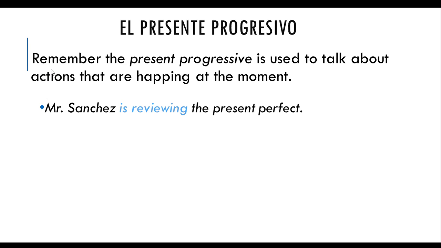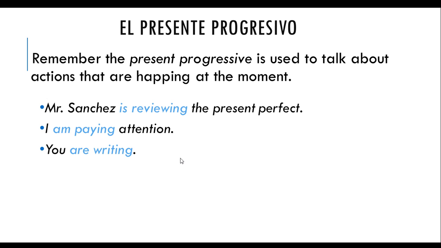So for instance, these are some examples in English. Mr. Sanchez is reviewing the present perfect. I am paying attention. You are writing. What do those three sentences have in common? Well, they have two things in common. One, they have a verb ending in ing, right? So like reviewing, paying, writing, and they all have the verb to be conjugated in the present tense. So like is, am, or are.